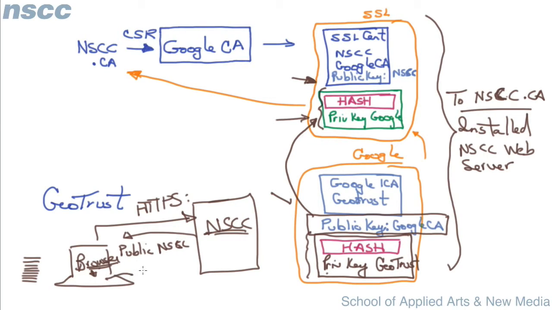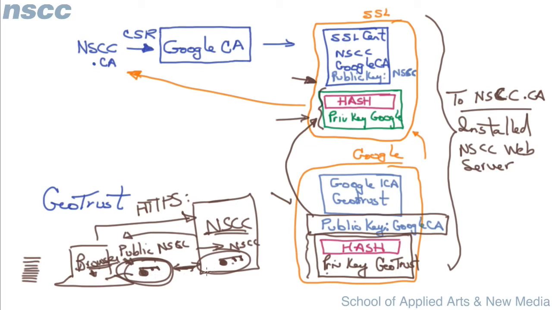It generates a symmetric key, and it encrypts that key with the public key that it got from NSCC, and it sends that key over to the web server. Now, this is the NSCC web server, which has a private key. It keeps it secure, so it decrypts and gets the same symmetric encryption key. And both ends now use this symmetric encryption key to exchange information in the rest of their session.